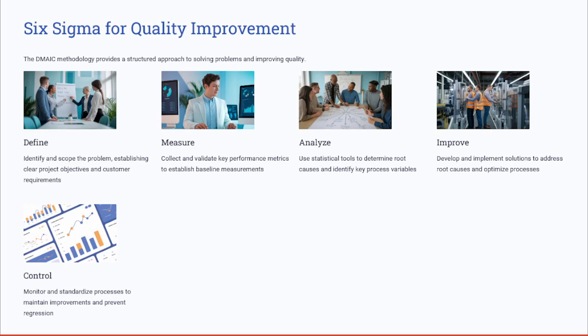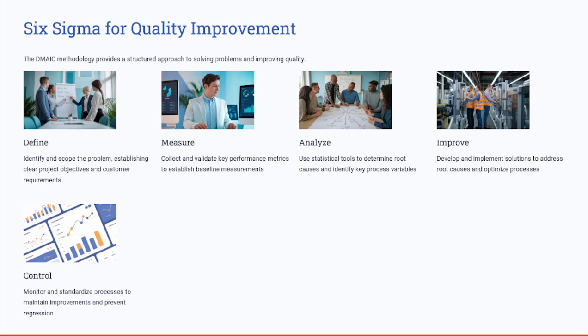After you define the problem and measure your key metrics, you need to analyze the root causes of the problem that you have defined. And after that, you need to improve by implementing solutions. Finally, you control to sustain the improvement.